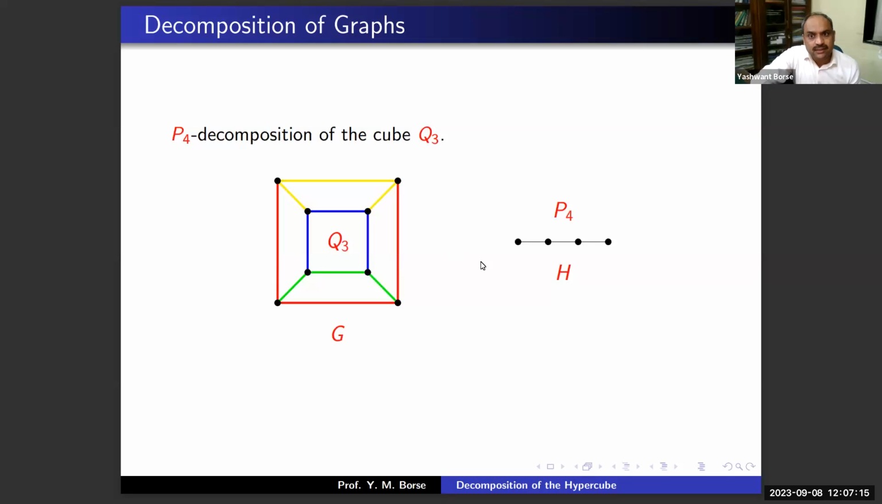This is another example. P4 is a path on 4 vertices. Look at this graph on the left side. In different colors, we have given here a decomposition of G into copies of P4. This blue gives you one copy of P4. Another color here is another copy. This is the third, and this is the fourth. So this G can be decomposed into 4 copies of P4. This decomposition is shown here using different colors.